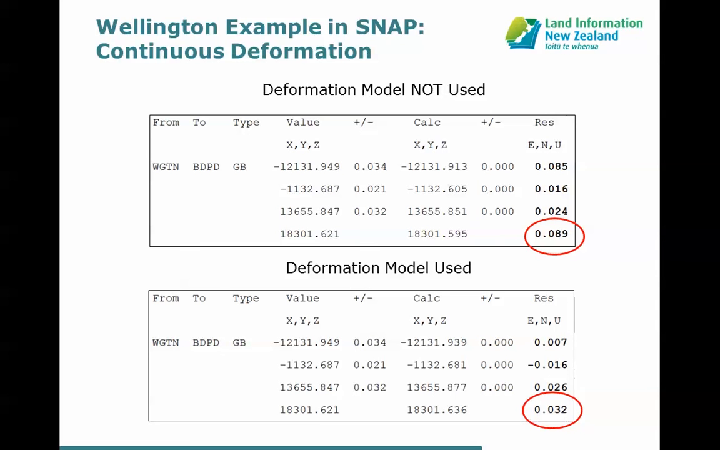If you were doing a job across Wellington City, or indeed anywhere in New Zealand, you could put all of your GPS observations or any other type of survey measurements you may have made into the SNAP software, and it will calculate GD2000 coordinates using the deformation model so that you can be confident that you're getting the maximum accuracy out of them.